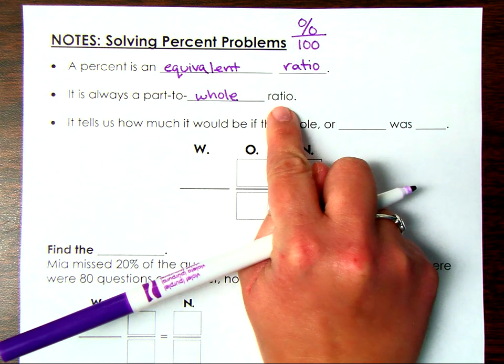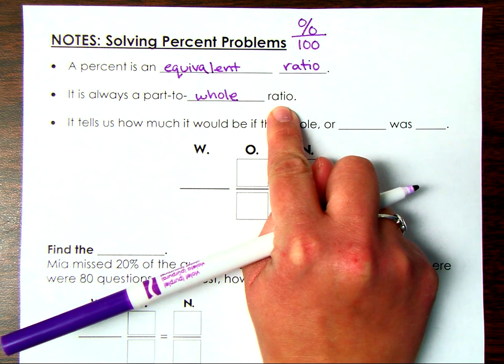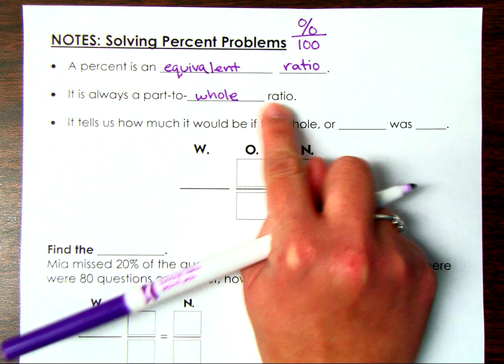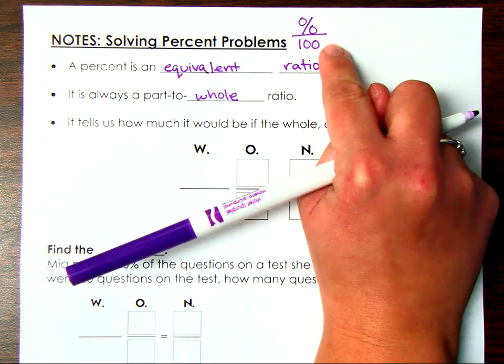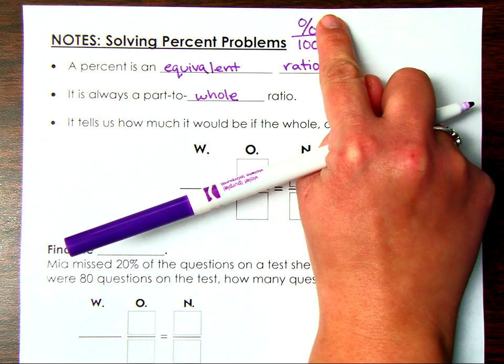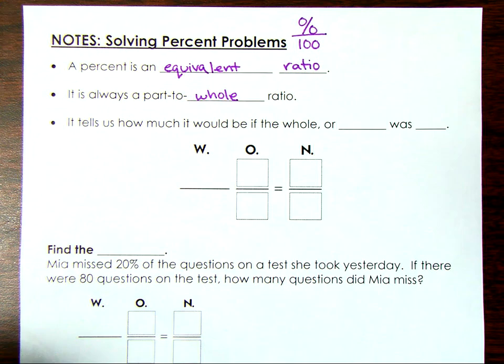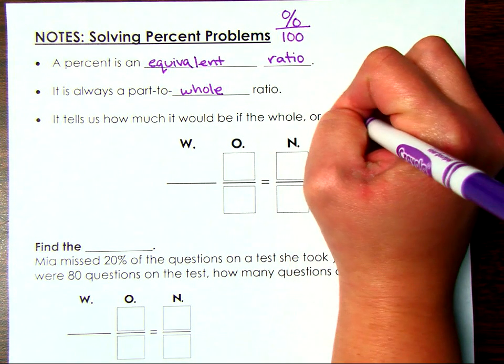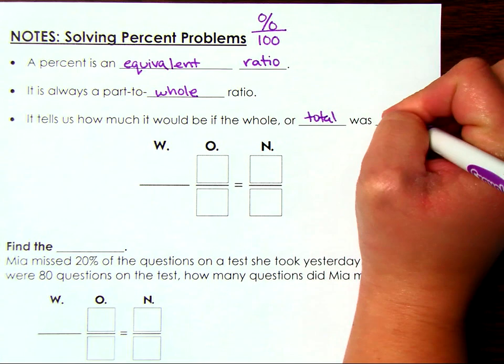Because in case you forgot, there's actually 3 different types of ratios. There's part to whole, whole to part, or part to part. But it is always going to be part to whole, because if you think about how many possible points you get out of the total of 100. So what it's going to tell us is how much it would be if the whole, or the total, was 100%.